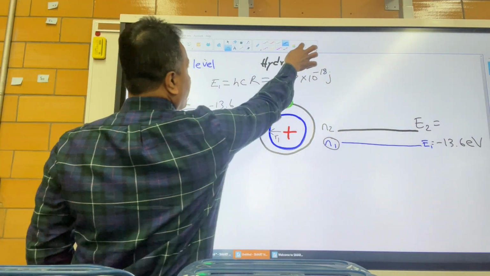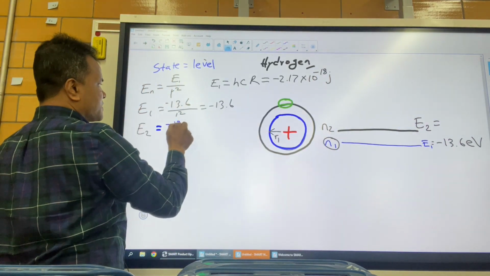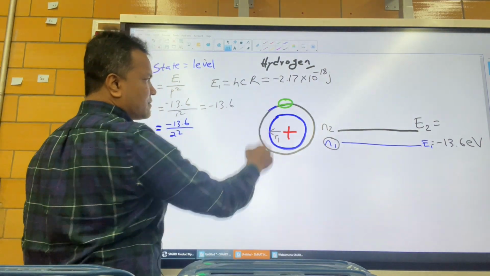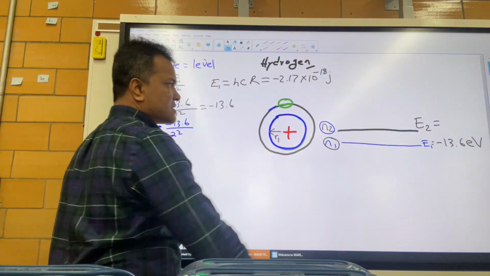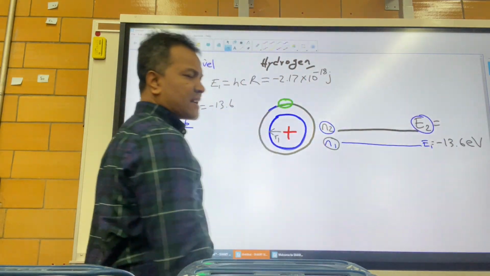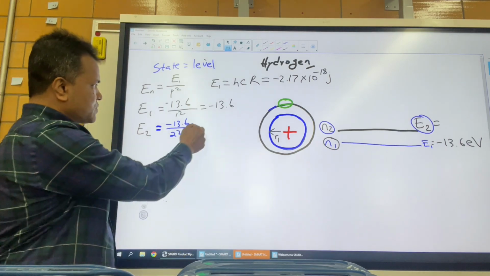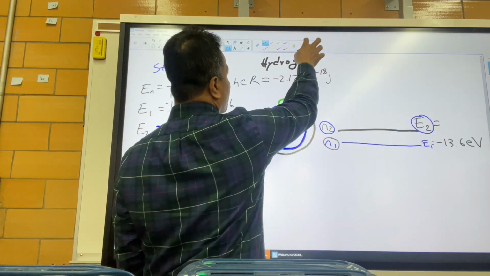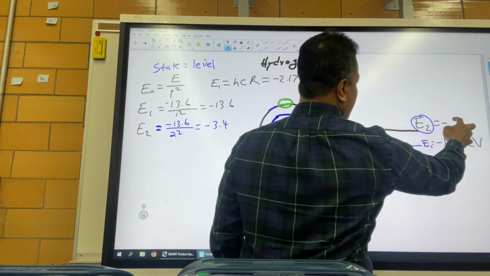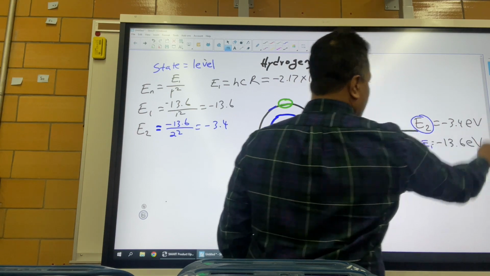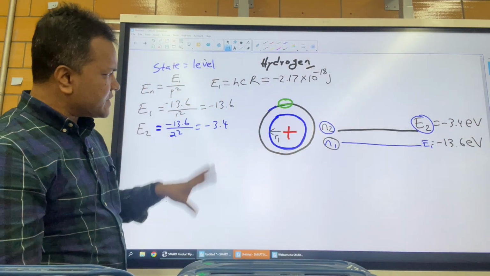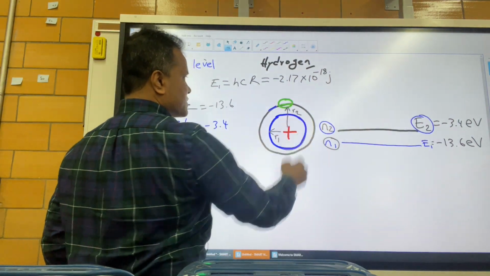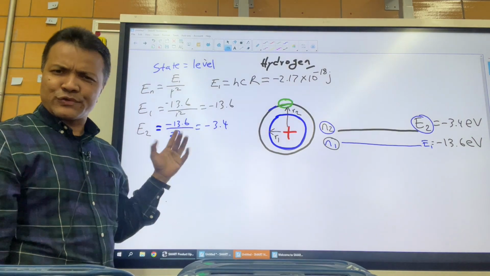Negative 13.6 divided by 2 square, where does the 2 come from? This is the second shell, second state or second level. That's where it comes from. So this is going to give you negative 3.4 electron volt. So you're going to write negative 3.4 electron volt. Okay, good. So this is R2 distance, R2 distance. So that's why I wrote 2 square.